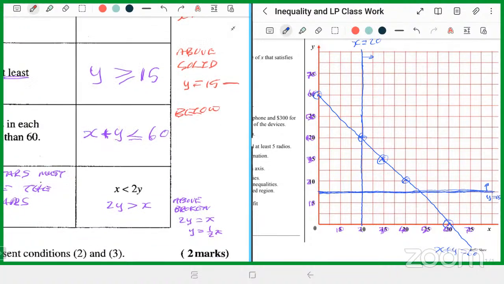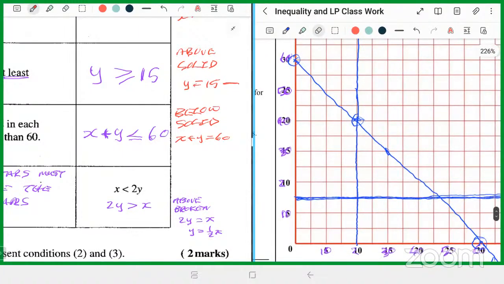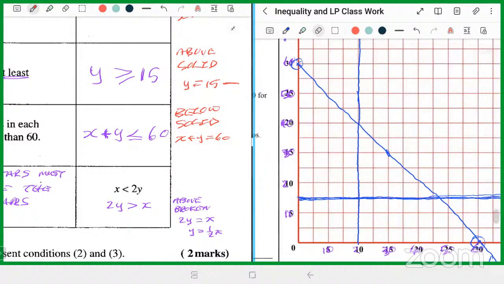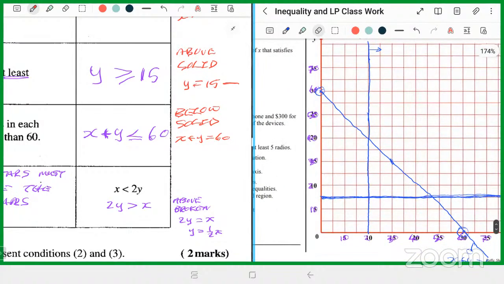The line is solid. The line is x plus y equals 60, which is an easy line to draw. That's it. We're going below this line, so the region we want is somewhere in this triangle right here. We have to put in the other line. Let's take these off for the time being. All right, so we have one more line to put in now, which is this one.